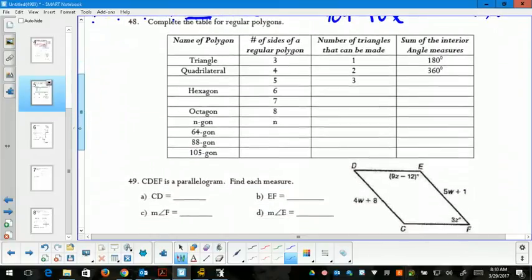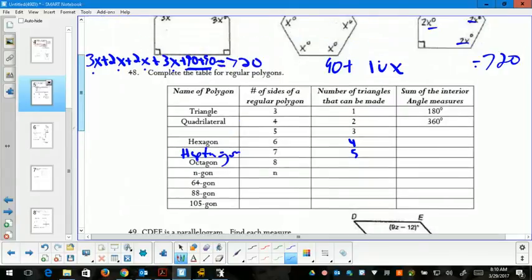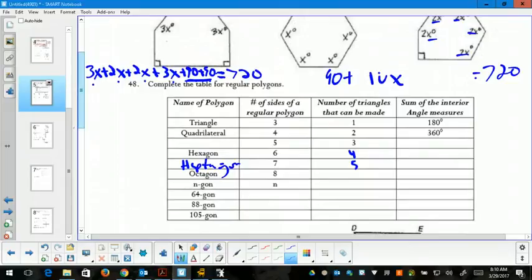This looks just like our exploration. We actually had it with shapes where you were finding it, and then we made a summary table. Hexagon had 4 triangles. Heptagon had 7. N-gon had n. 64-gon had 64. 88-gon had 88 sides. 105-gon had 105. N-gon had n. Number of triangles was always 2 less than the number of sides. That's where the n-2 came from.